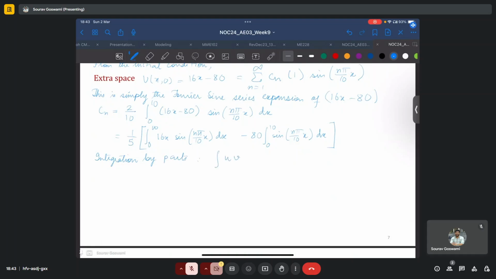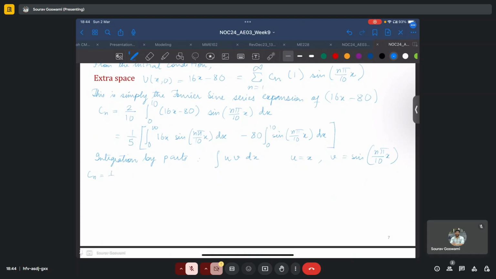Integration by parts is typically represented by integral of u dv, where u and v are both functions of x. And depending on your choice of u and v, the subsequent steps can be simple or complex. And so we have to make a clever choice. Here, let us take u equals x, and v equals sine n pi by 10 x. And you're also free to choose the other way and see if it makes life any easier.